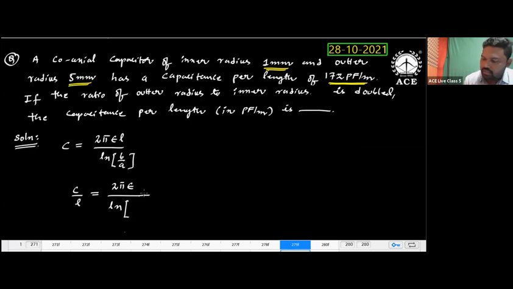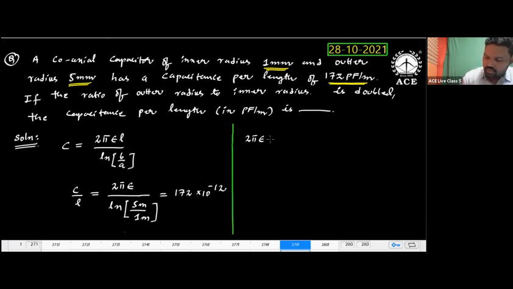What is B value, beta? It is 5 mm. 5 milli by 1 milli, which is equal to how much? 172 pico, means 10 to the power of minus 12. So 2 pi epsilon is equal to natural log of 5 into 172 into 10 to the power of minus 12. So what actually it is? Now I'll call this C dash, beta.